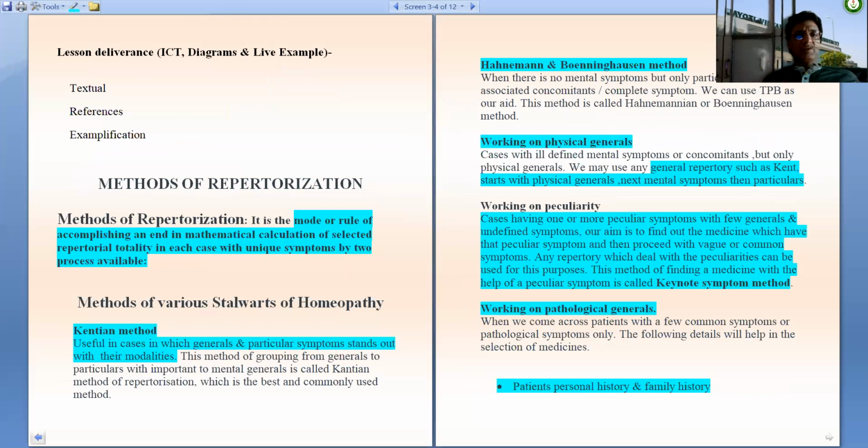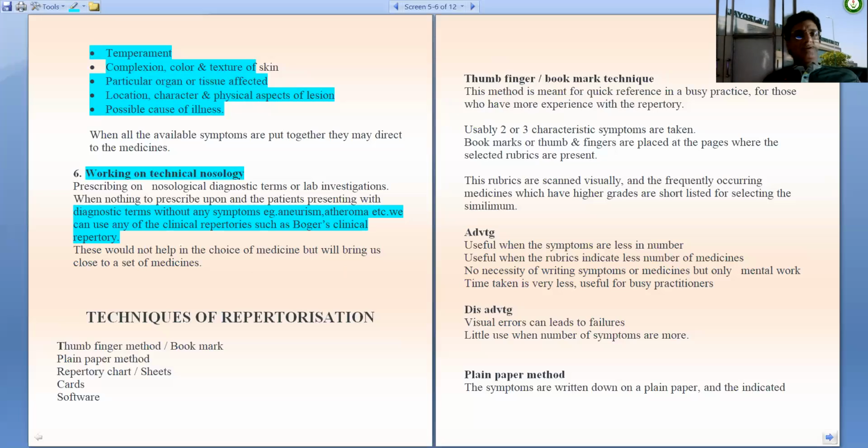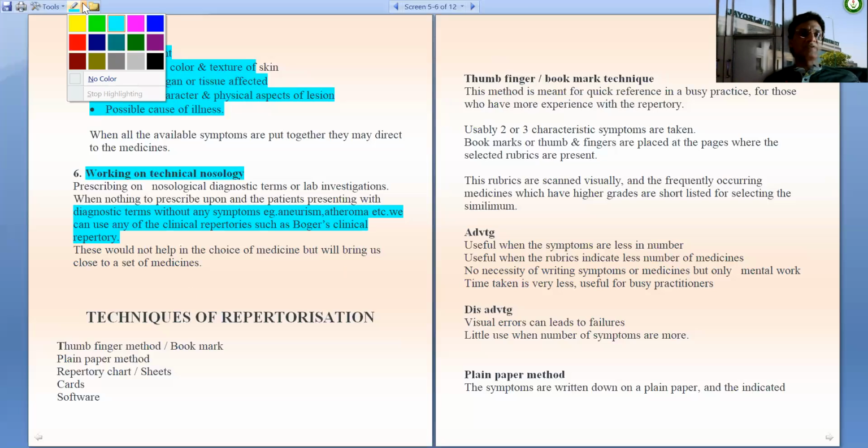So these were various methods of repertorization. So we have already discussed the processes of repertorization, methods of repertorization. Now we come on to the techniques of repertorization.